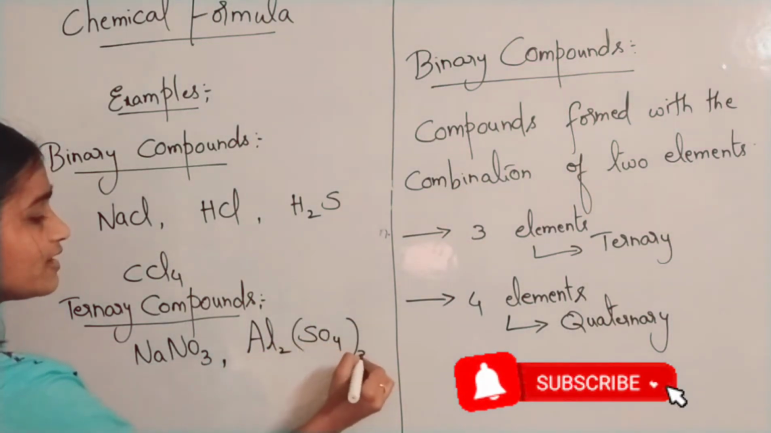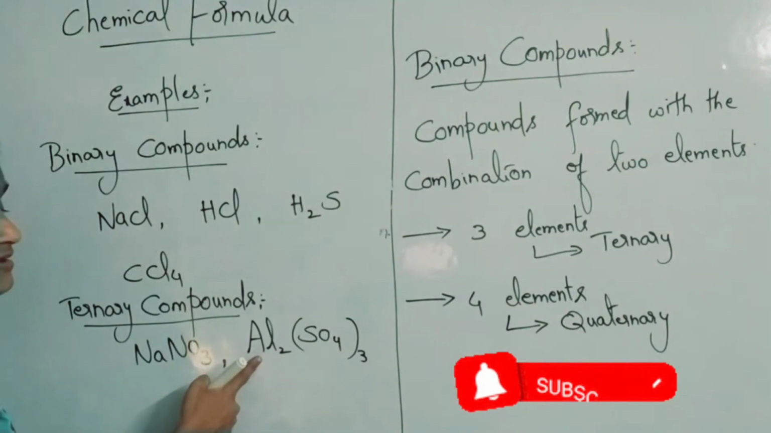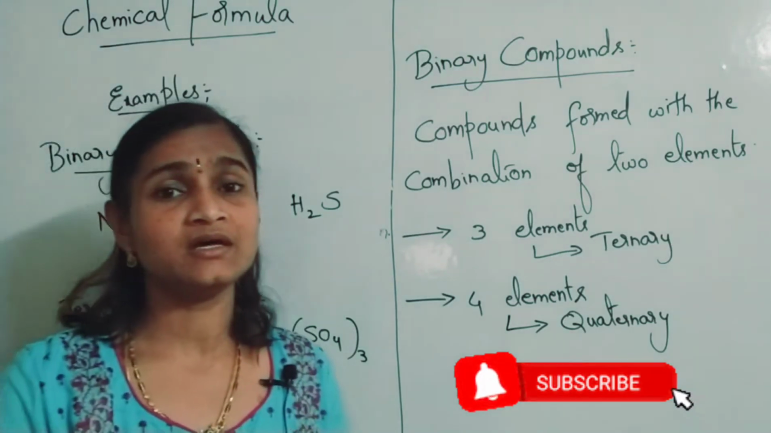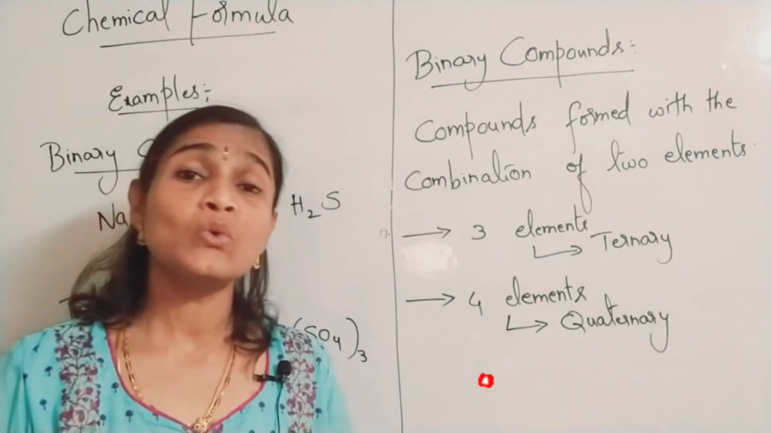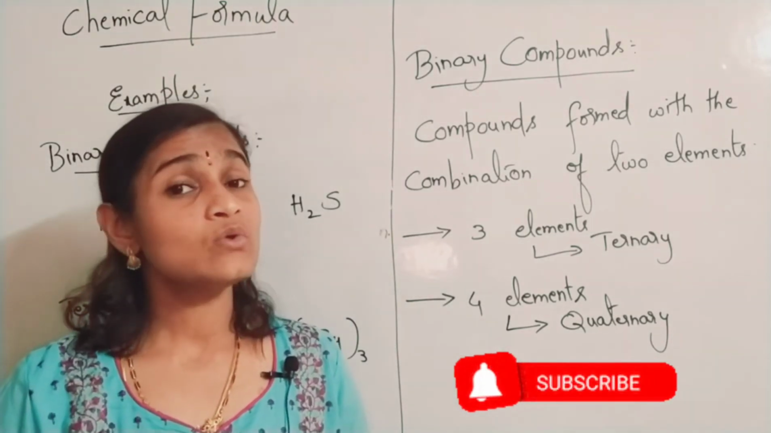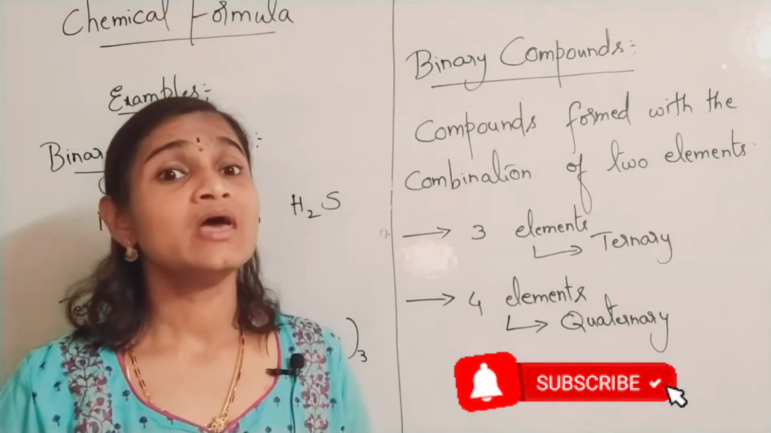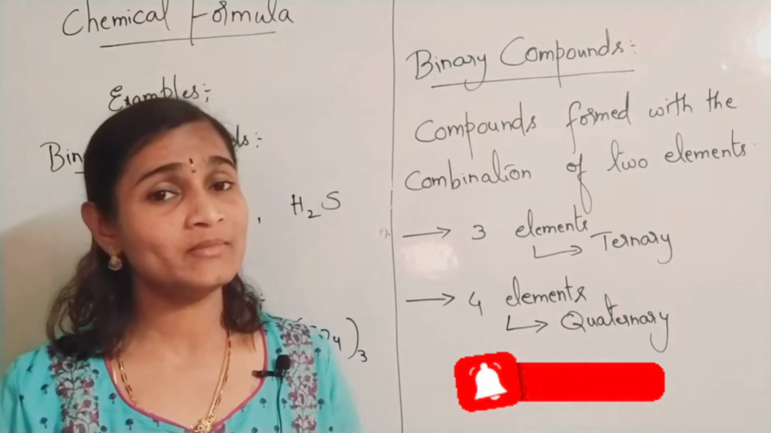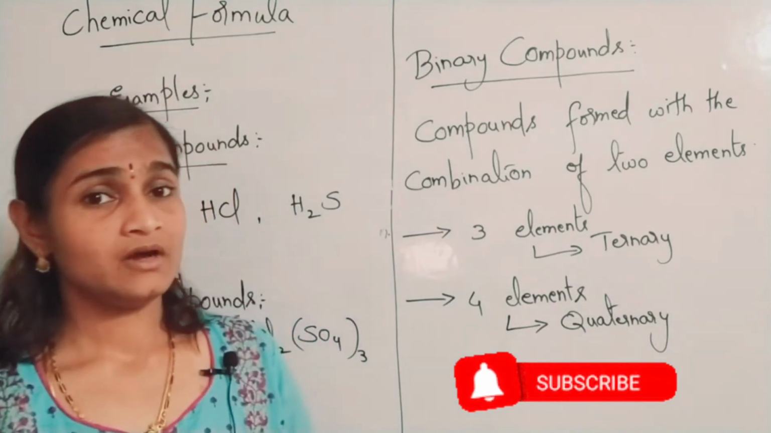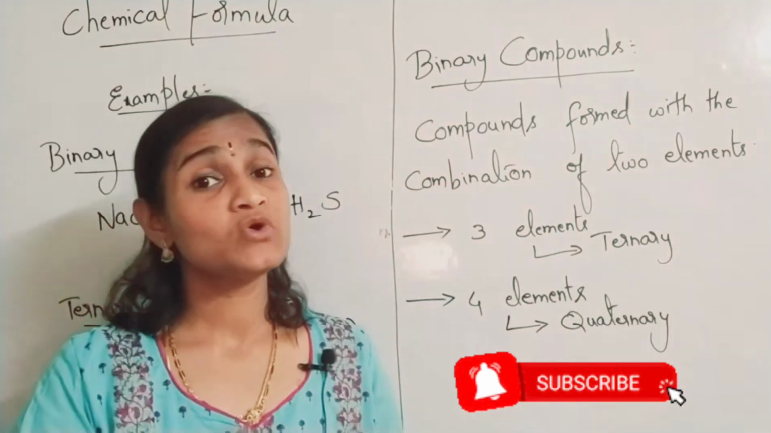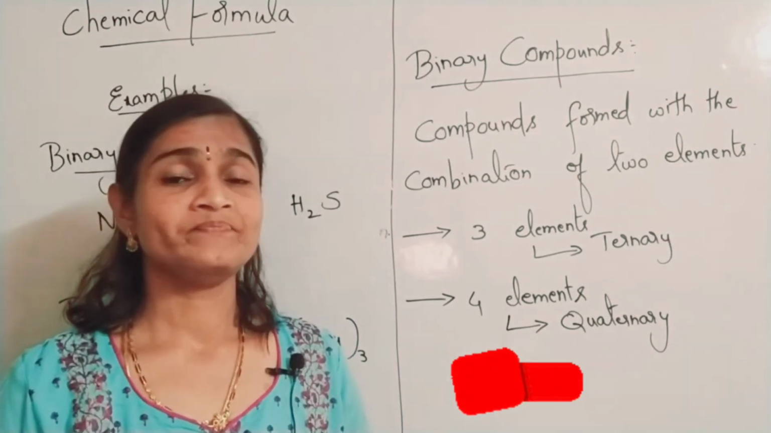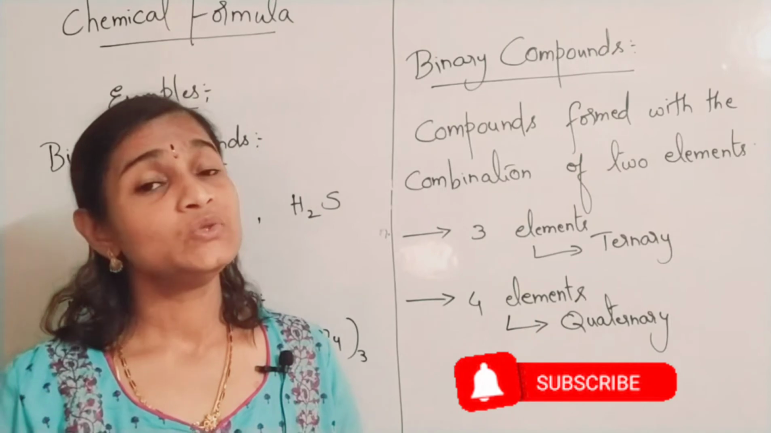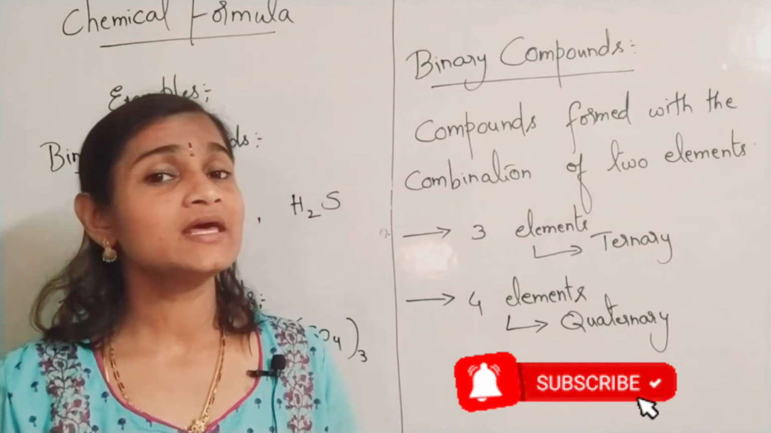Al2(SO4)3, taken thrice. Here aluminum is there, sulfur is there, oxygen is there. So three elements are combined together to form one single compound, and such compounds are called ternary compounds. And quaternary compounds, as I told you already, you will be coming across them in the form of double salts, coordination compounds, and certain ammonium salts.